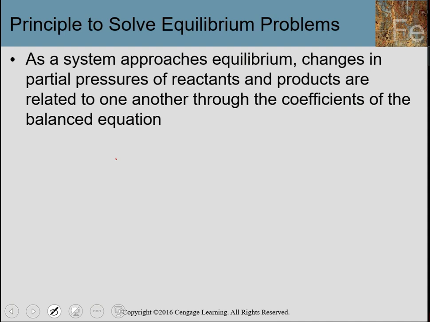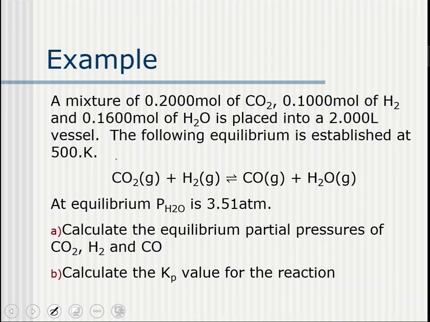So they talk about here very quickly, sorry, this one slide. As the system approaches equilibrium, the changes in the reactions and products are related to one another through the coefficients, and we saw that. Okay, so here's an example. Now this one's going to take a neat little twist and incorporation into other units that we've done in this class.